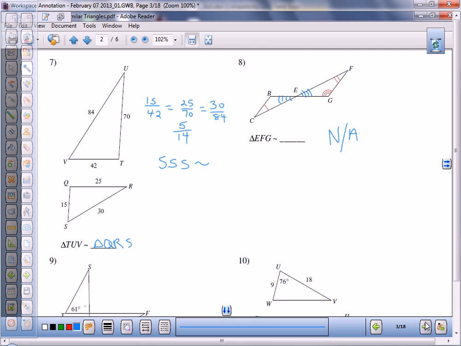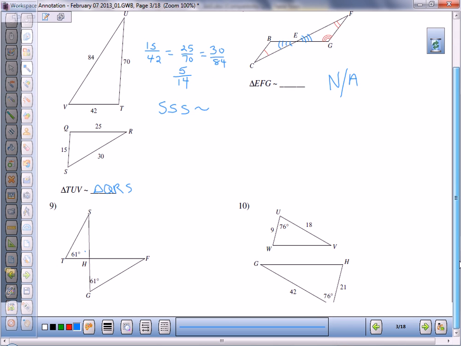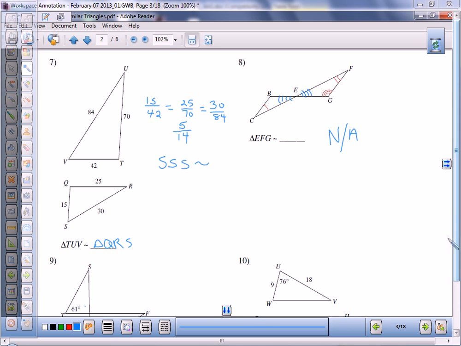Okay, number 7. We have all 3 sides on both triangles. We look at the proportion here. Everything reduces to 5/14. So it's side-side-side similarity postulate. This one, once again, we only have 1 set of congruent angles, nothing else. 1 pair does us no good. So cannot state that they are similar. All right, any questions about those 2, 7 or 8?